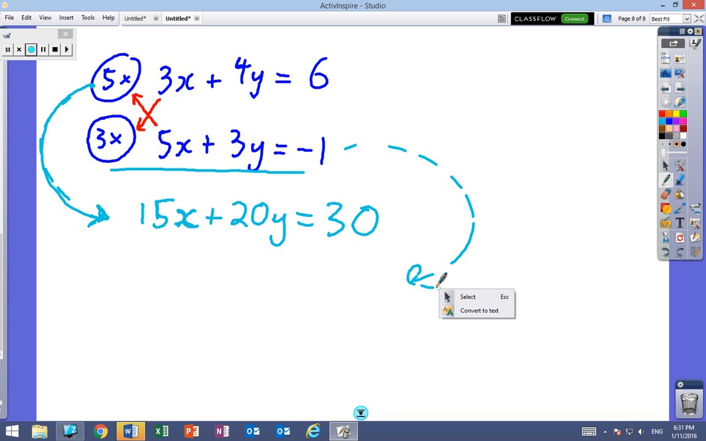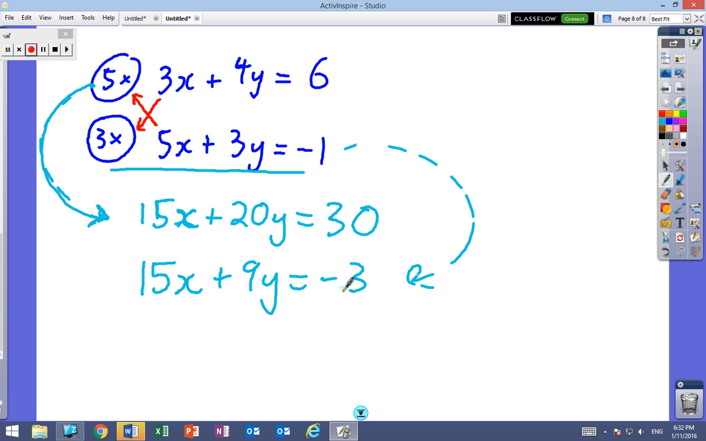Everything multiplied by 3. So 3 times 5, look at that, 15x. And that's what we're after. We want those x's in this case to be the same size. It didn't have to be x, we just chose x. If we'd chosen y, we would have had to multiply the top one by 3 and the bottom one by 4, but we chose x. Doesn't matter. 3 times 3 then would be 9 y's. And then 3 times minus 1 is minus 3.